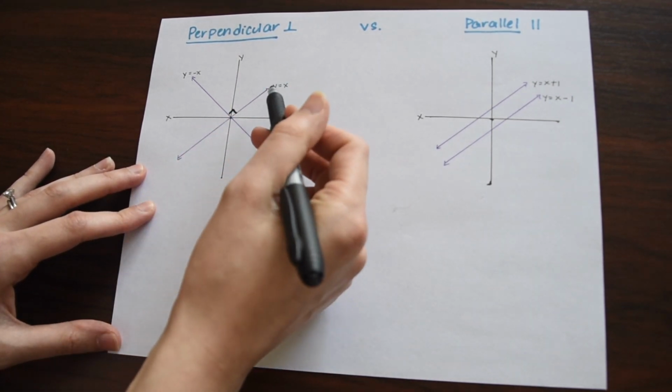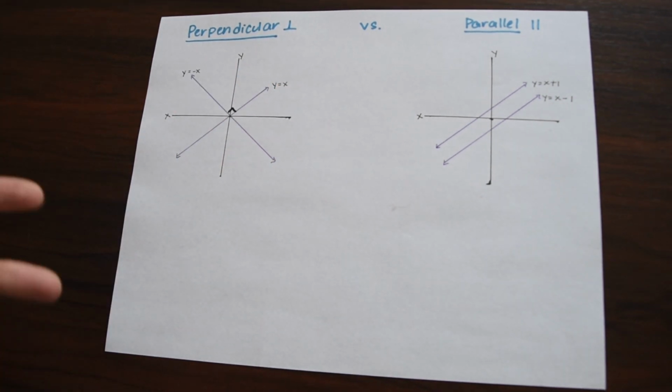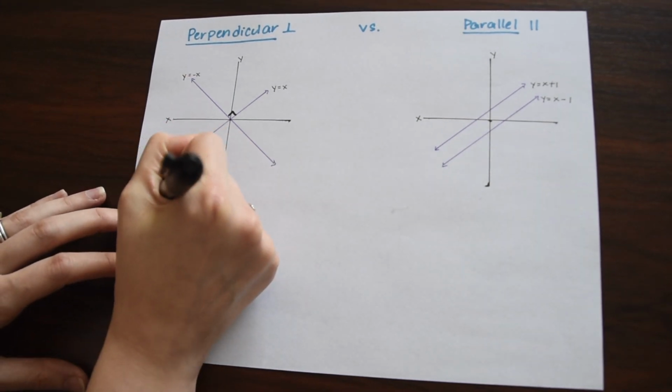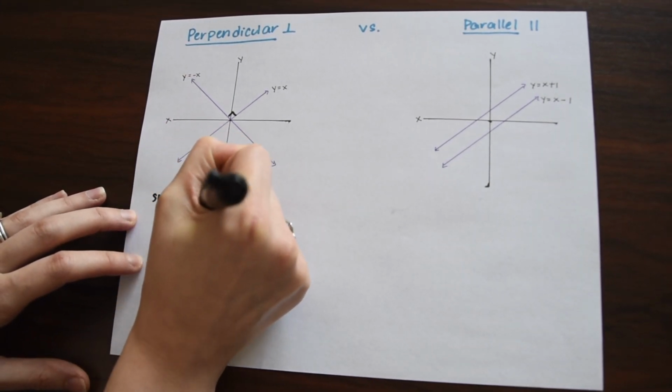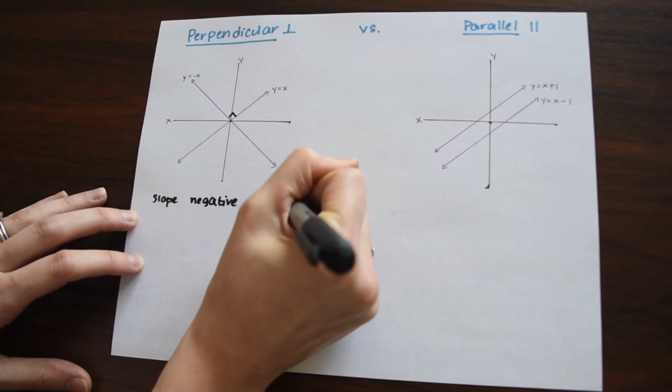So if you notice, we have y equals x and y equals negative x, and you'll notice that the slopes are kind of opposites of each other. The slopes are negative reciprocals of each other. So let's write that down. Negative reciprocals. I'm not really sure what that means yet, right?